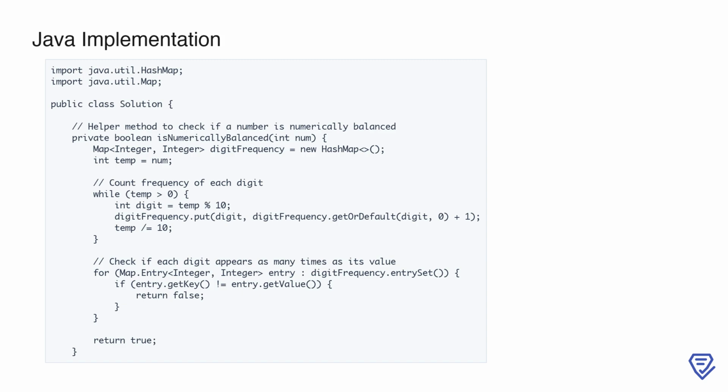Once we have the frequencies of all digits, we check if each digit appears exactly as many times as its value. This is done by iterating over the entries of the map and comparing the digit to its frequency. If any digit fails this condition, the method returns false. Otherwise, it returns true, indicating that the number is numerically balanced.